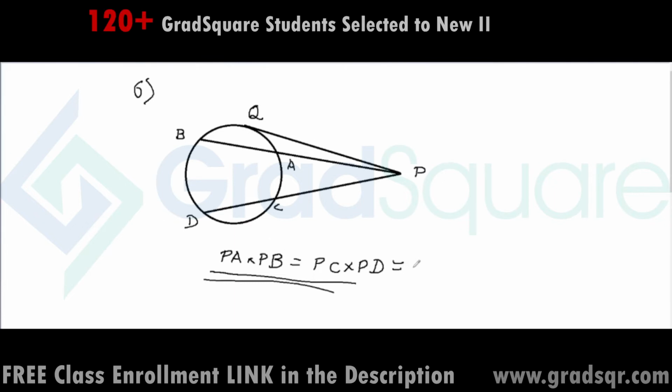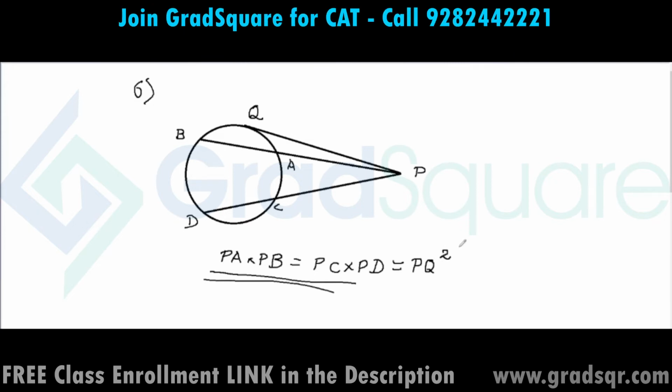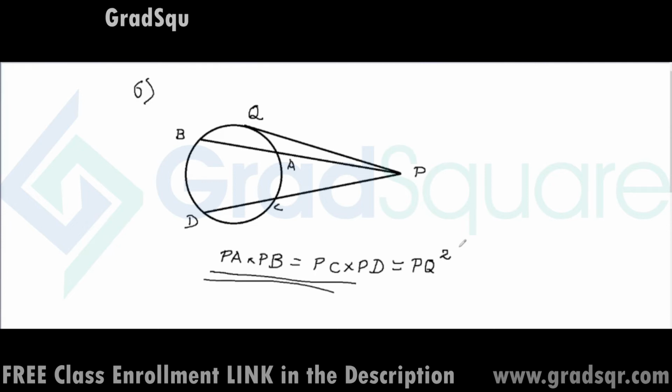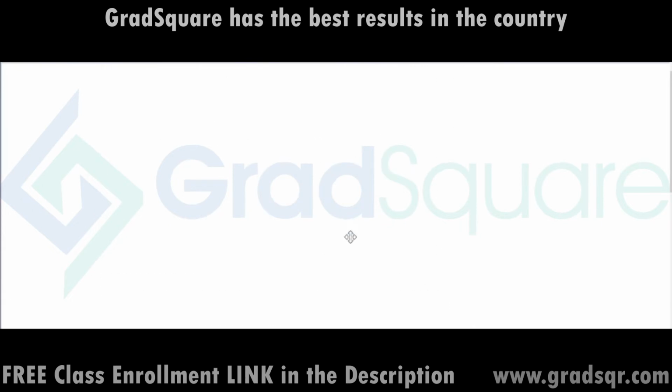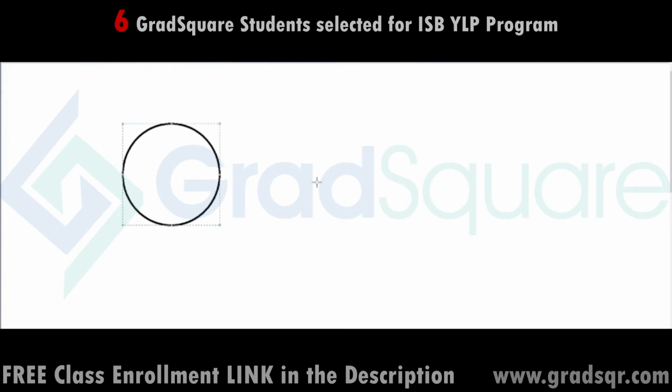Then the corollary states that PA into PB is equal to PC into PD, which will be equal to PQ square. So this is the sixth theorem in circles. These are the six major theorems. Apart from this, there's a seventh property when it comes to two circles, which I point out in class as a very, very important concept that we all have to understand.